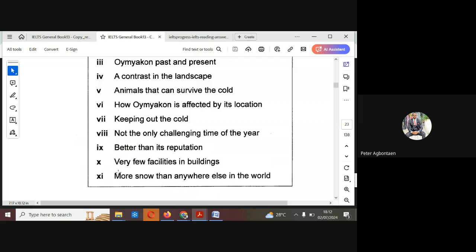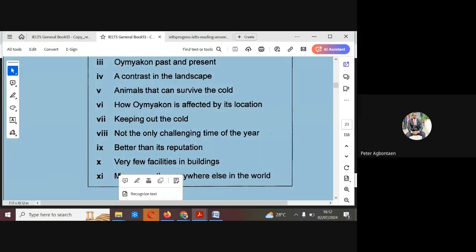Okay, so the last one says most snow than anywhere else in the world. Of course, this is pretty straightforward. I wouldn't spend time on that. So the thing is, Oyemakon has the most snow than anywhere else in the world. That's just what this means. That there is more snow in Oyemakon than what you have in any part of the world.